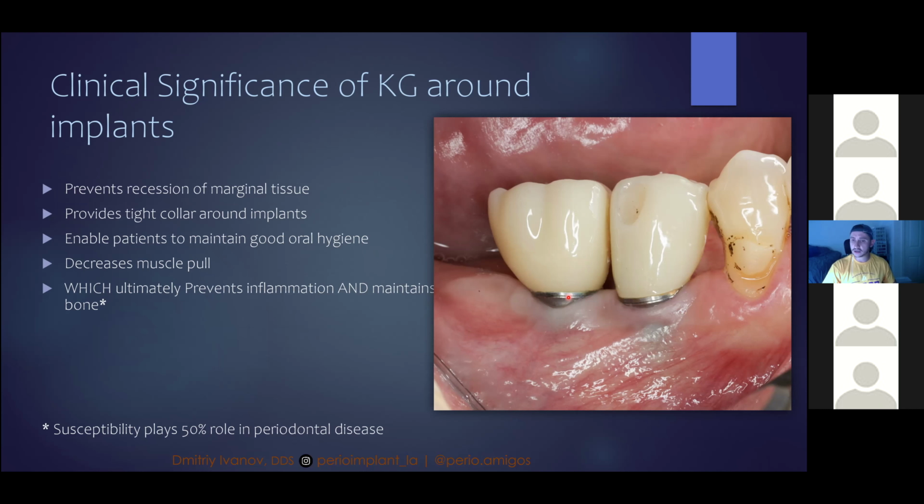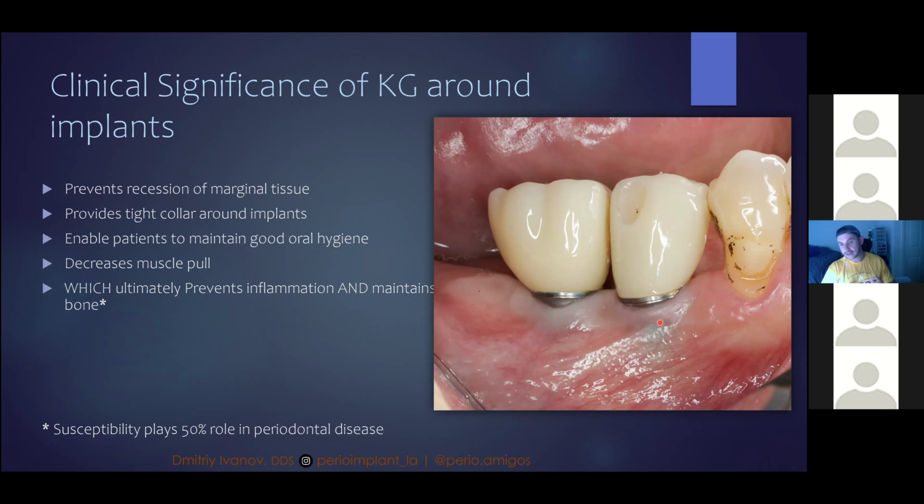These implants are about a year old. They just recently got restored about 6 months ago, and the implants were done by a local oral surgeon. The GP who restored them sent this case to me because they saw progression of recession almost as soon as they delivered the crowns. So what else does KG do?